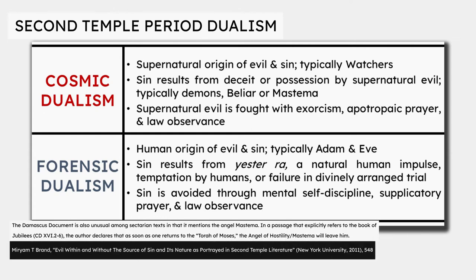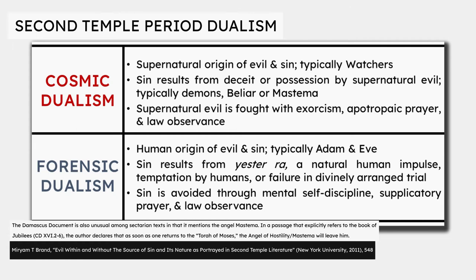The other method of battling these supernatural influences is the reading and observance of the law of Moses. Brand provides the example of the Damascus Document, one of the Qumran texts, in which, quote, the author declares that as soon as one returns to the Torah of Moses, the angel of hostility, or Mastema, will leave him, end quote. So in cosmological dualism, we find a cosmic hamartiology.